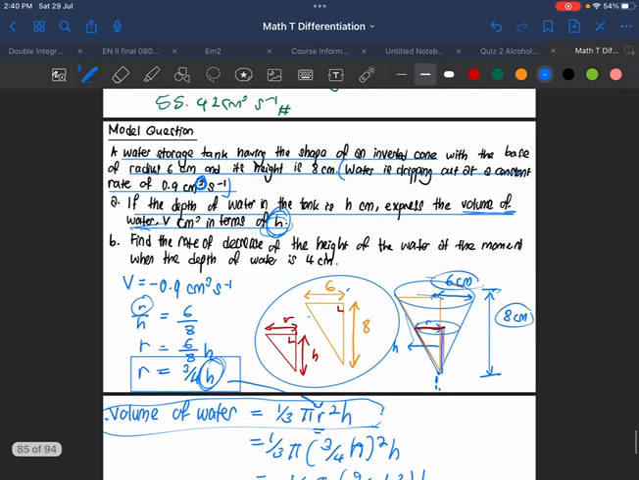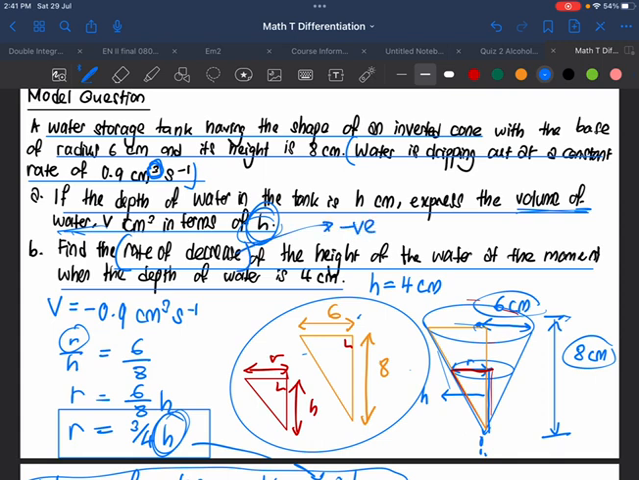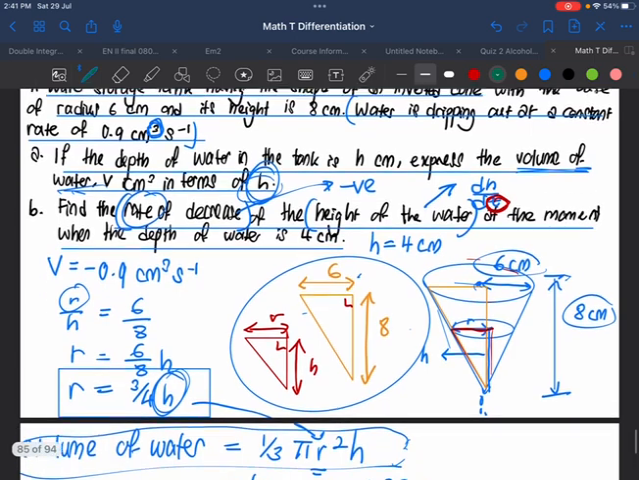So let's see part B. Find the rate of decrease of the height of the water at the moment where the depth of the water is 4 centimeters. So now it's given h equals 4 centimeters. Find the rate of decreasing. That means the answer should be negative, in height of the water. That means you want to find dh over dt. As I said, the rate is always differentiation with respect to time. That means it's the change with respect to time. So now it's dh over dt.